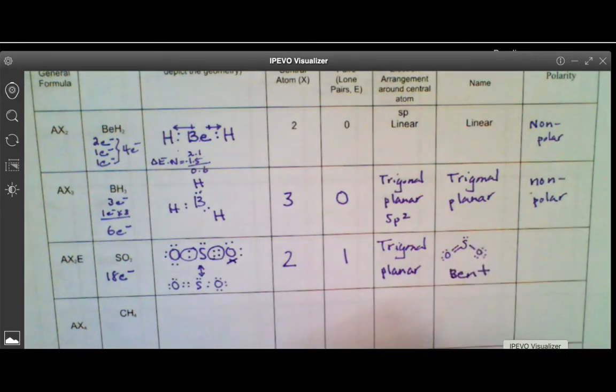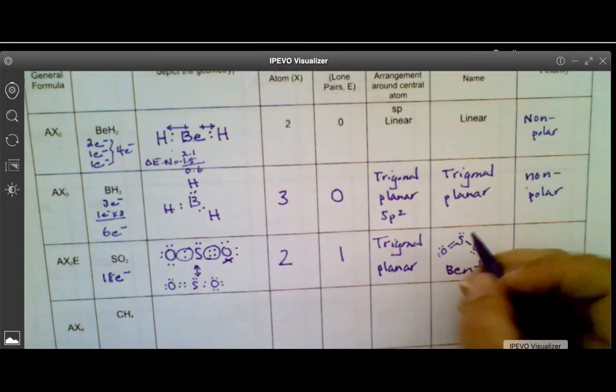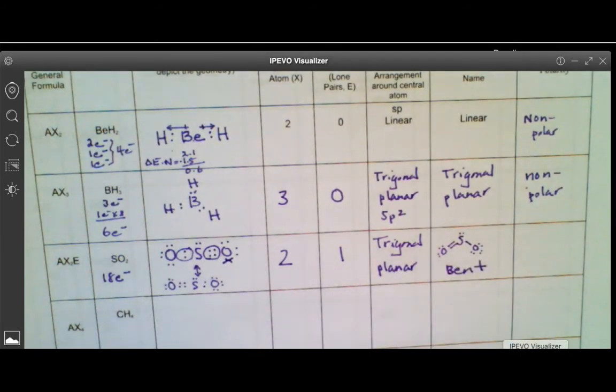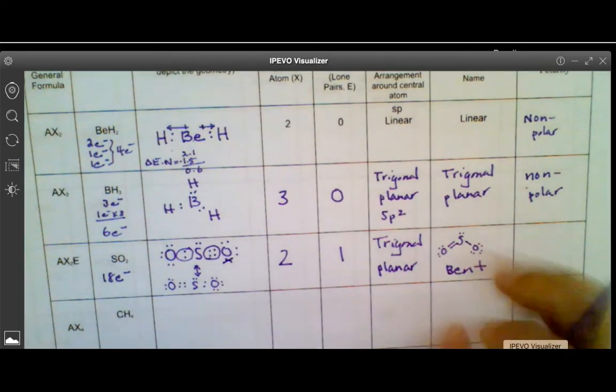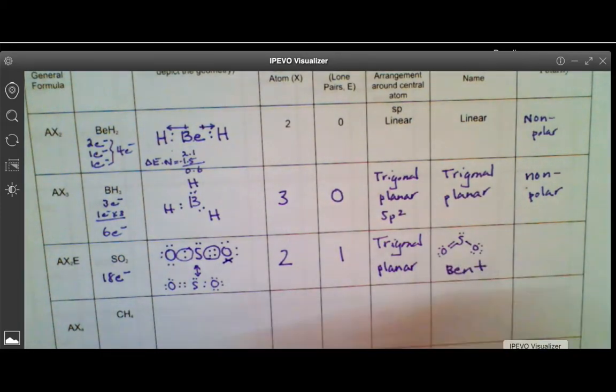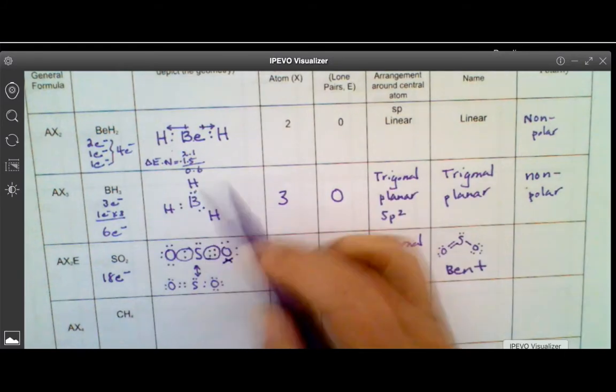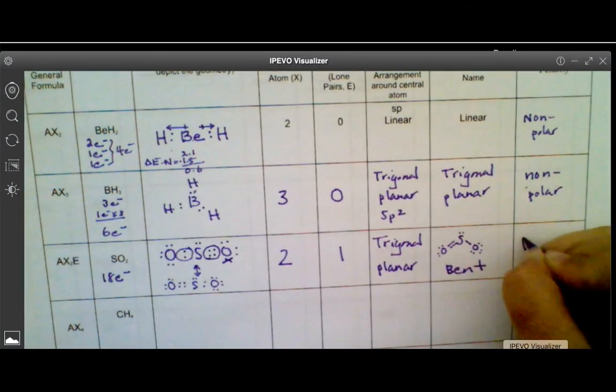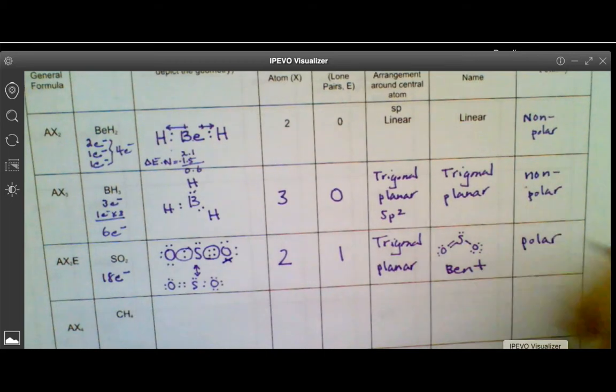Now, what ends up happening in this scenario in terms of its polarity, because of this lone pair here, it doesn't matter whether these are nonpolar or polar. This lone pair is causing an uneven distribution of charge, okay? There isn't necessarily the symmetry that we had up here, okay? So whenever you have a single lone pair, automatically it's going to be a polar molecule.